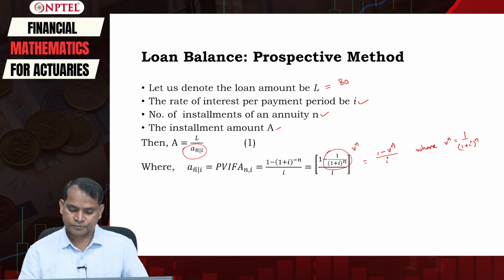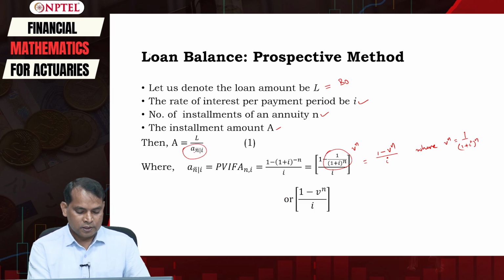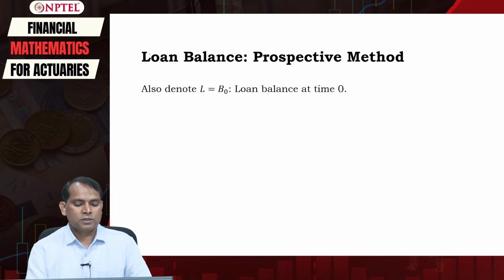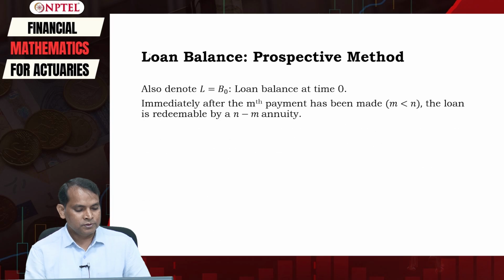Therefore we can write a angle n at i is equal to 1 minus v to the power n upon i. Also, let us denote L is equal to B0, as I have already mentioned, the loan balance at time 0.